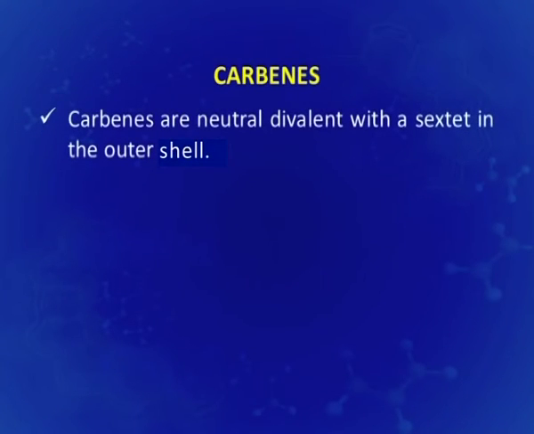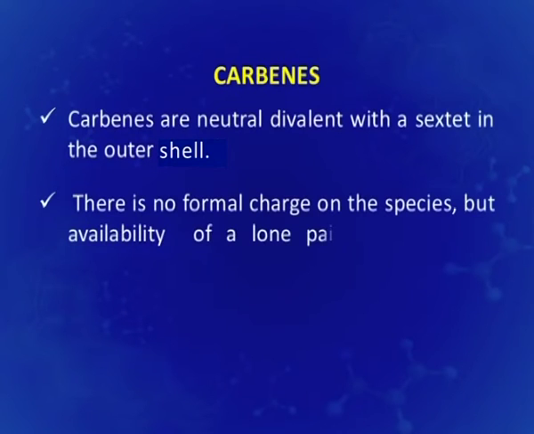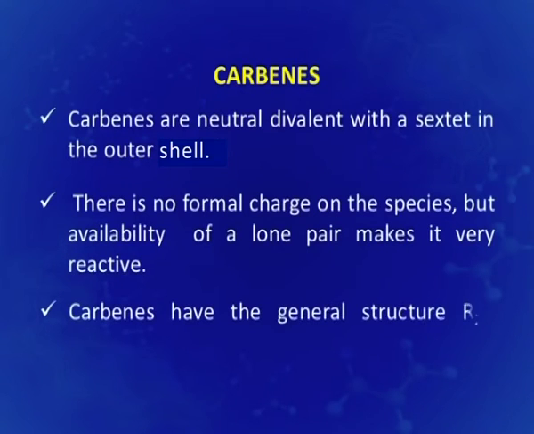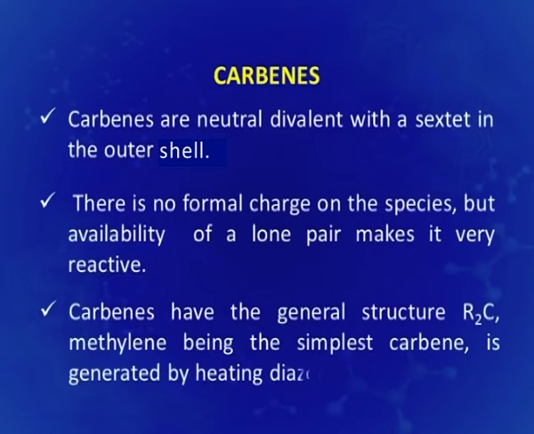We come on to another type of intermediates which are called carbenes. Carbenes are another type of intermediates which are neutral, divalent with a sextet in the outer orbital. That means their octet is not complete. There is no formal charge on the species, but the availability of a lone pair makes it very reactive. And carbenes have the general structure R2C. Methylene, being the simplest carbene, is generated by heating diazomethane, CH2N2.